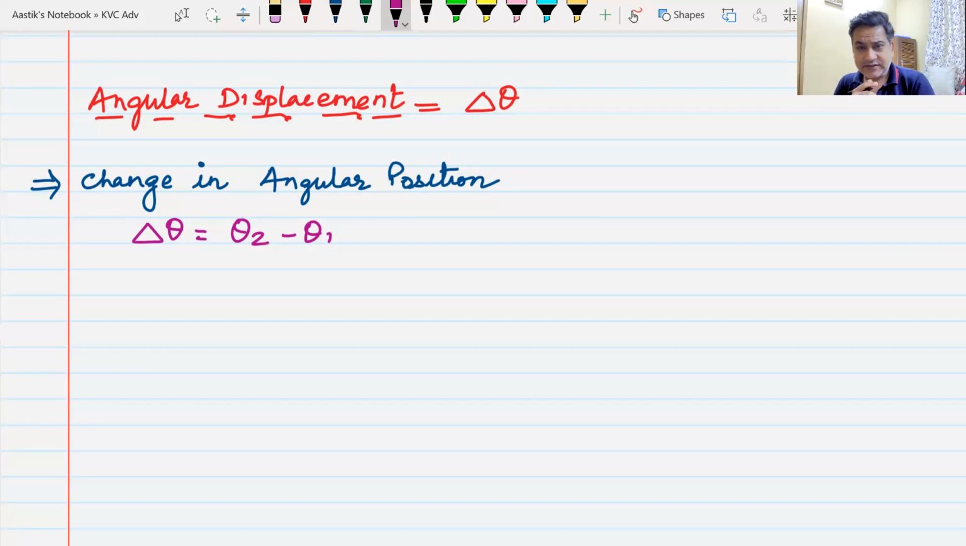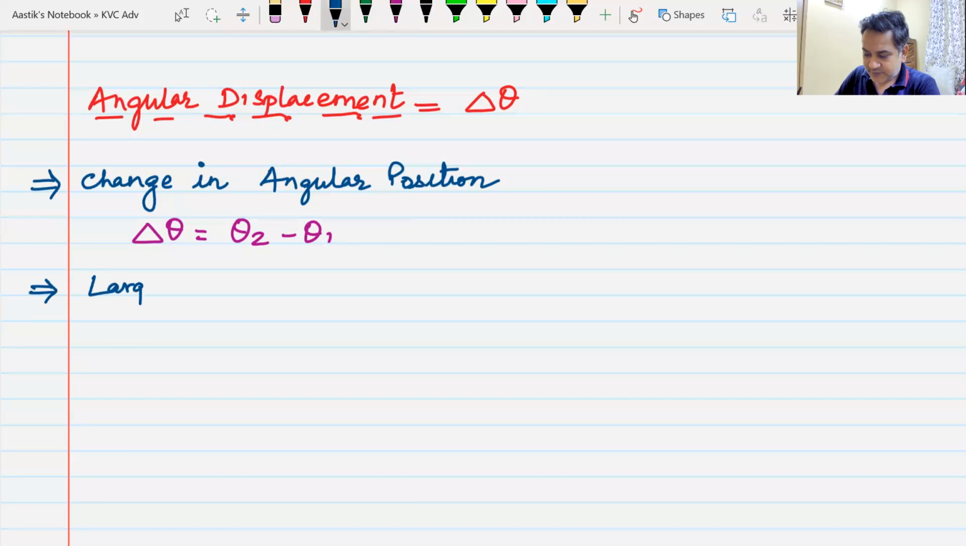The SI unit will be same as angle, radian. It is also dimensionless because it is the difference between two angles, radian. So it is again dimensionless. What type of quantity is angular displacement? Scalar or vector? Vector quantity.